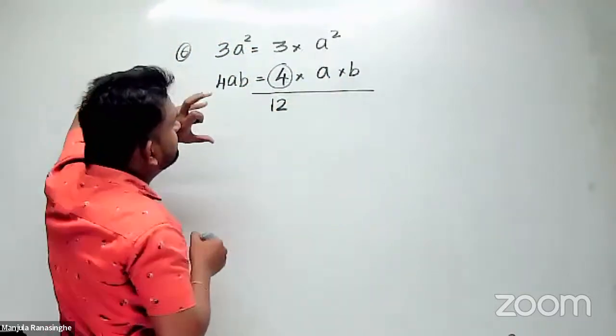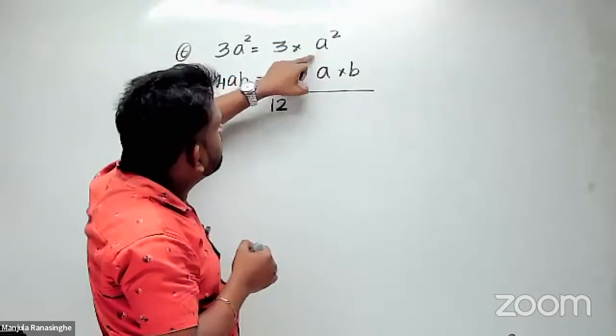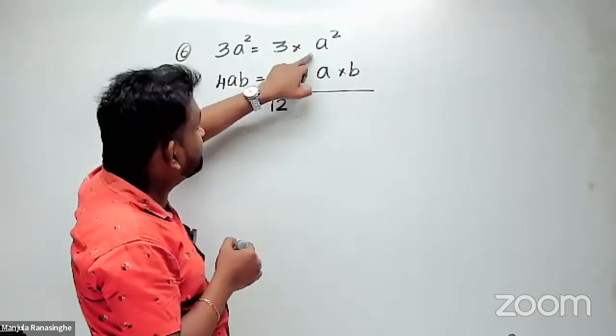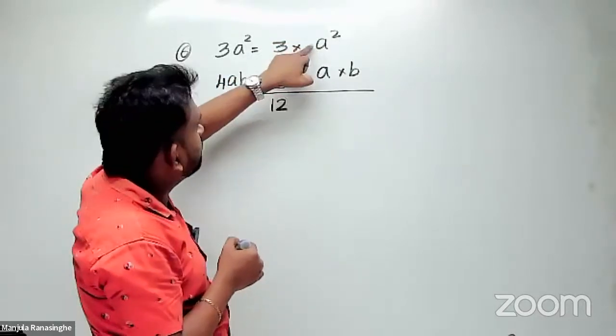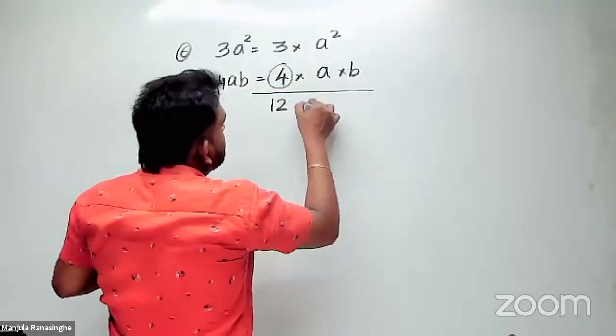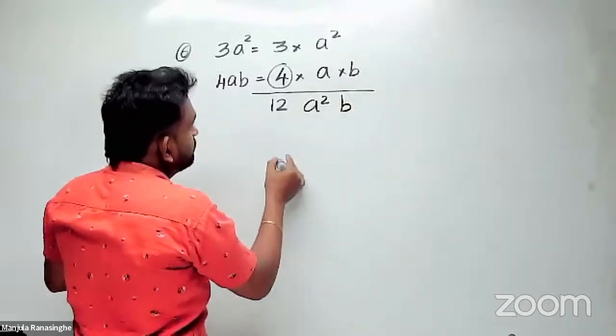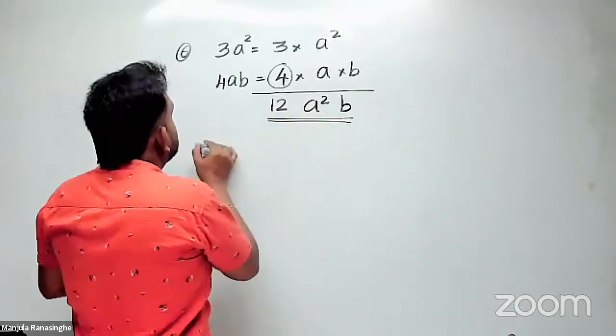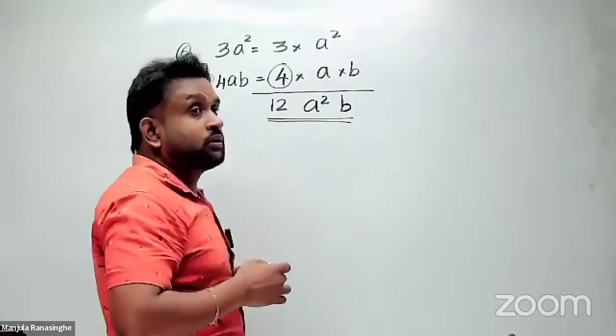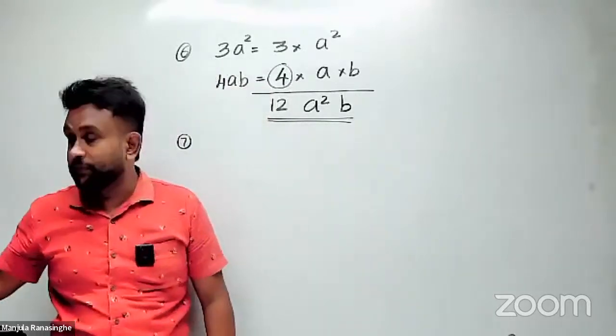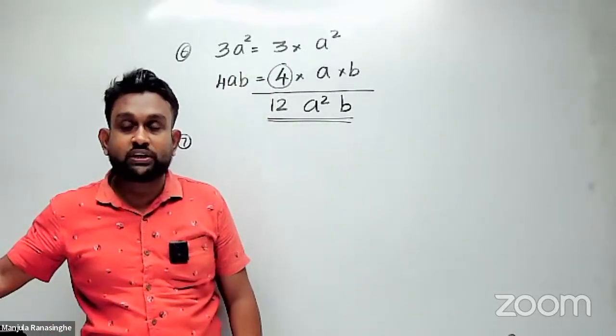Then take the maximum power of similar algebraic terms. You have to align the similar terms. So for a squared and a, you take a squared here, and for b only b, you take b there. So what is the answer? 12 a squared b. Now we move to question number 7.